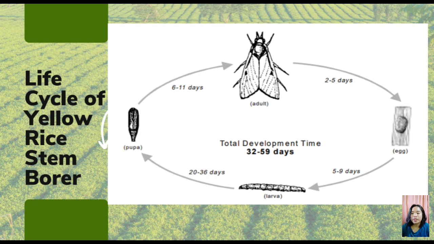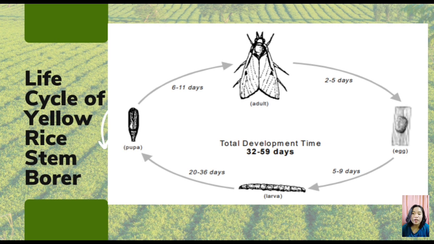Okay, for the life cycle of the rice stem borer, it has a total development time of 32 to 59 days before it becomes totally developed. So, let's start with the larva, which has 20 to 36 days. And the next one is the pupa. The pupa has 6 to 11 days before it becomes an adult.